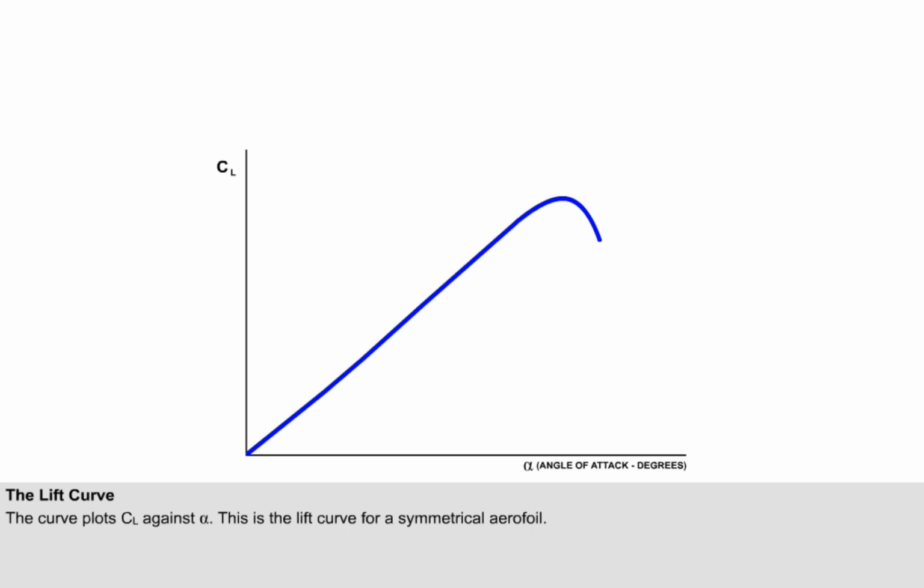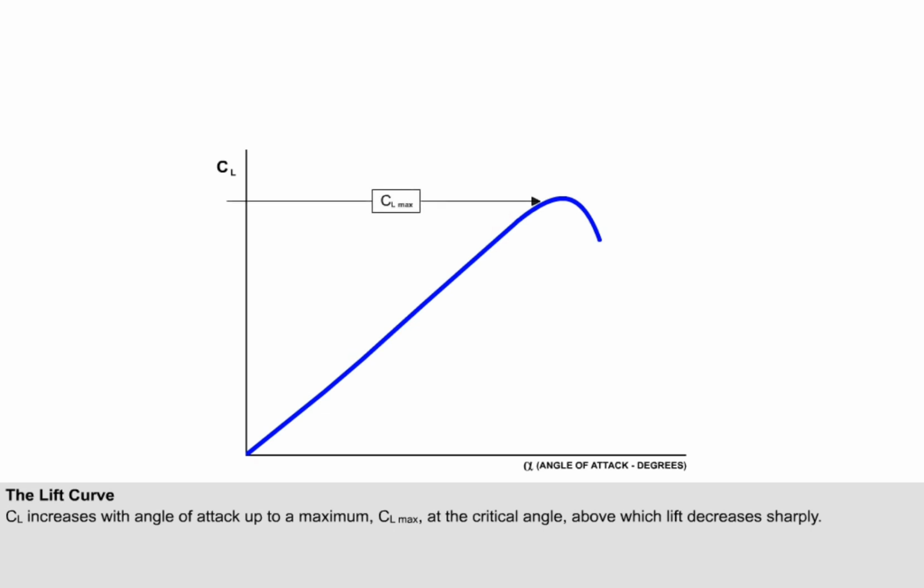The curve for a positively cambered aerofoil would actually have its zero lift point to the left of the CL axis, since the zero lift alpha for such an aerofoil is typically -4 degrees. The CL increases with angle of attack up to a maximum, CL max, which corresponds to the critical angle of attack, above which lift decreases sharply, a phenomenon known as the stall, which will be covered in detail in a subsequent lesson.